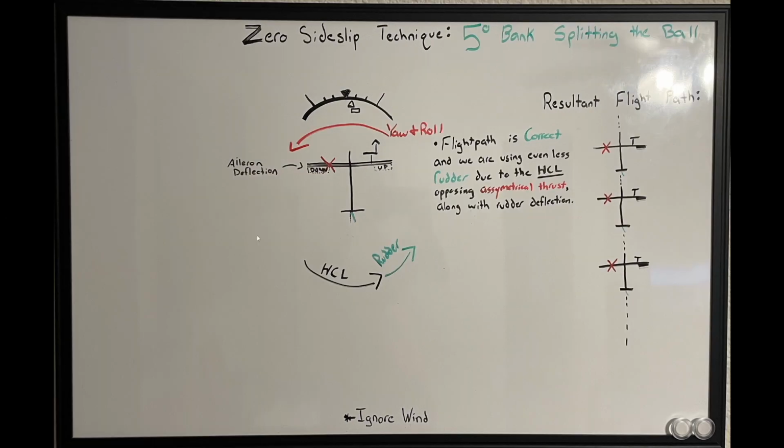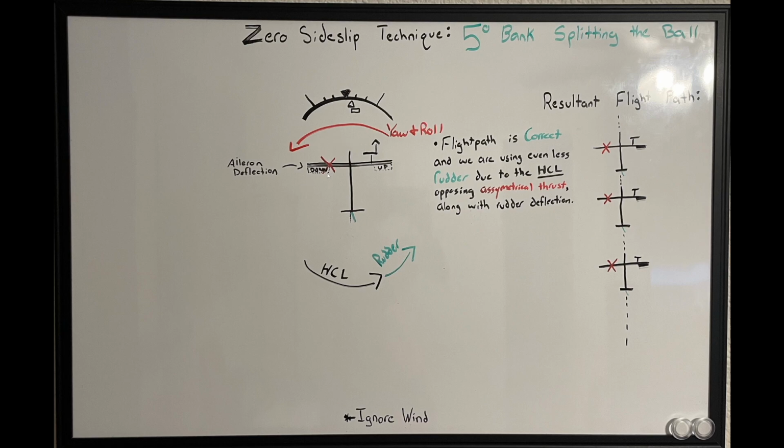Now, if we were to bank up to 5 degrees into the operating engine, we call this raising the dead, because we bank away from the dead engine, raising it into the sky. What would happen is our flight path would still be correct because we have aligned our nose with the relative wind due to the half ball slip. However, we are introducing a horizontal component of lift.